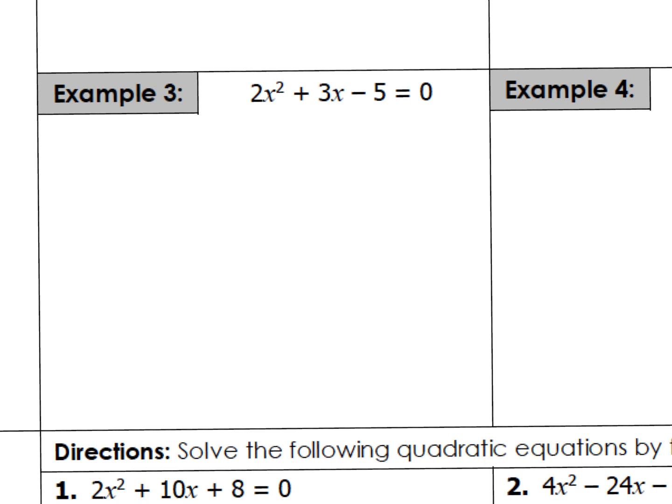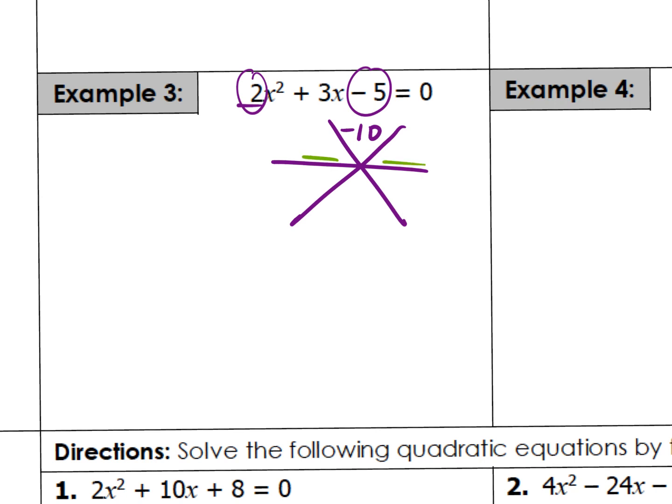Example 3. Is there a GCF? No GCF. So if there's no GCF, but there is a number out in front as your a, what goes up top? This times that. Okay, so that's a negative 10 up top. What's your a value then? What goes here? 2. That's a 2. Okay. What goes on bottom? A positive 3.